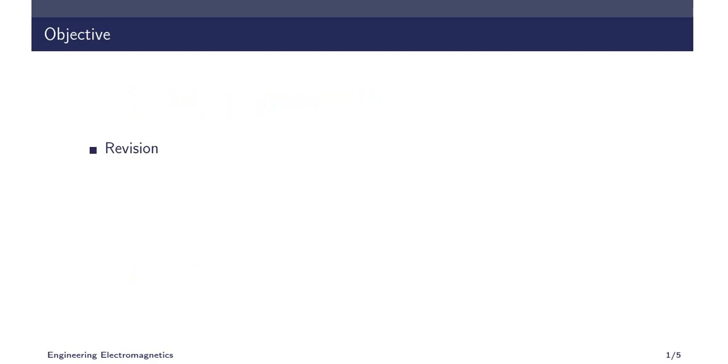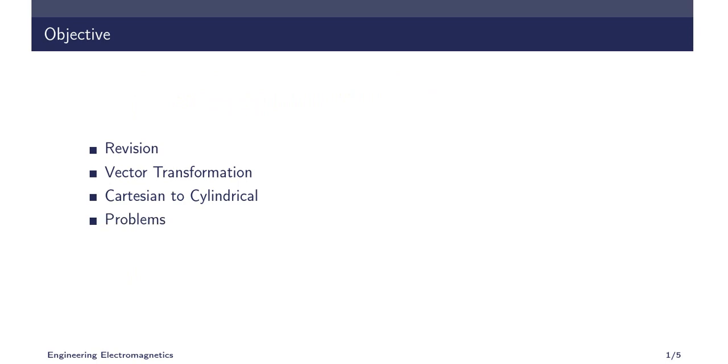So in today's class we will be revising what we have learned, and we will discuss vector transformation, Cartesian, and how to convert a Cartesian vector into the cylindrical coordinate system. This is different from converting a point from one system to another. Here we are converting a vector from one system to another, and we will discuss some problems in this one.